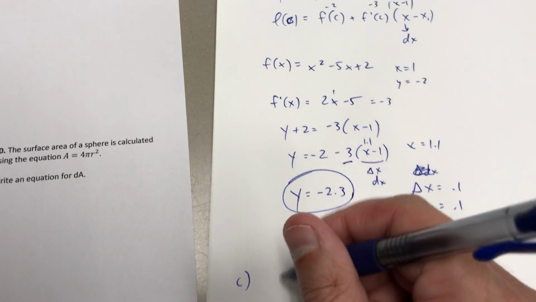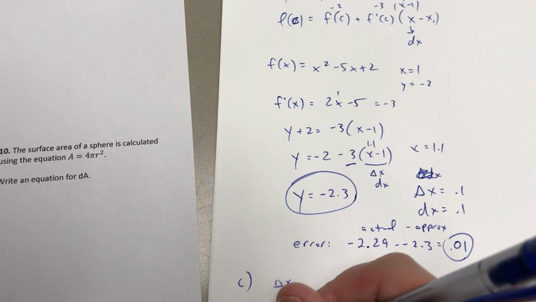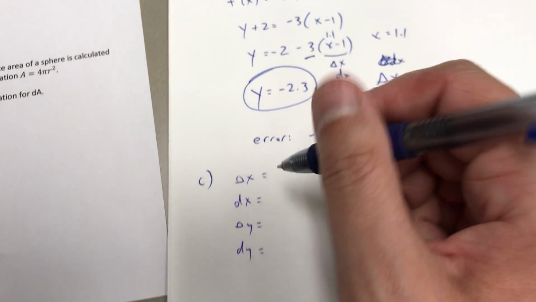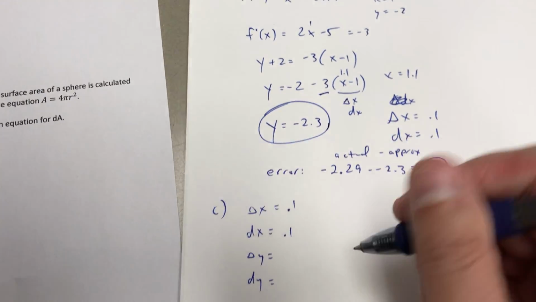Part C asks us for the values of delta x, dx, delta y, and dy, and we can figure all those out. We were starting at an x of 1, moving to a point of 1.1, so that would be 0.1, that would be 0.1.